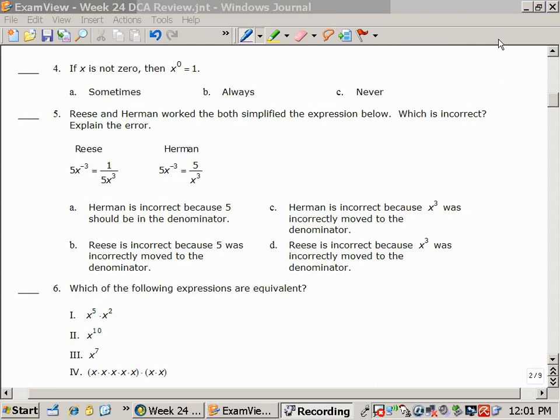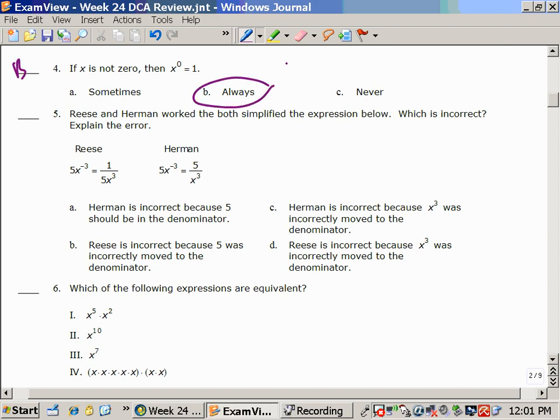All right, number 4. If x is not 0, then x to the 0 is always 1. Guess what? This is always true. Now, I know some of you might be thinking that like negative x to the 0 is not 1, but that puts a negative in front here, and that's not what it says. You also might be thinking like negative 5 to the 0, but that's not what it's asking you for. It's basically saying if you put parentheses around any number and then put it to the 0 power, yes, that's right, it will always equal 1.